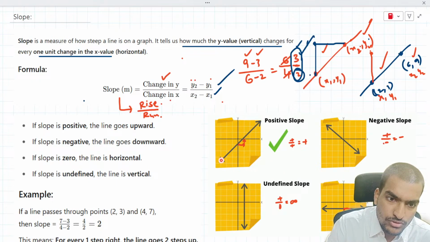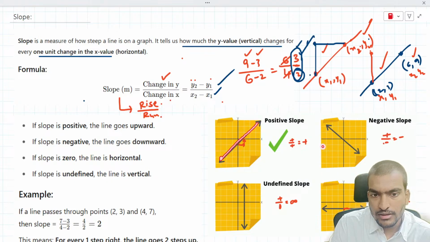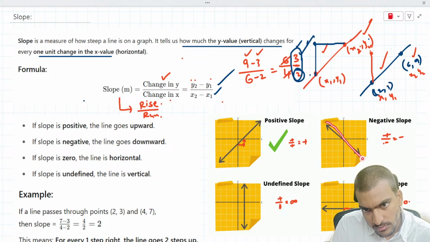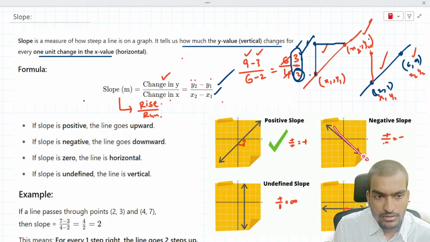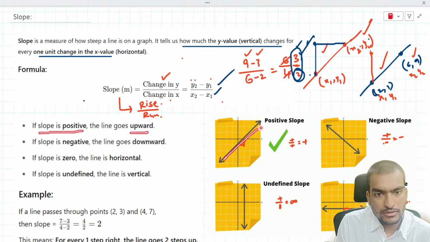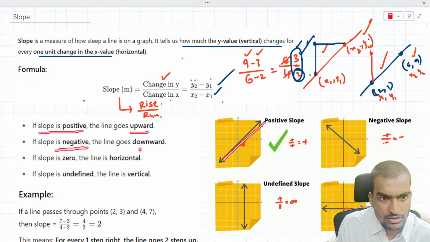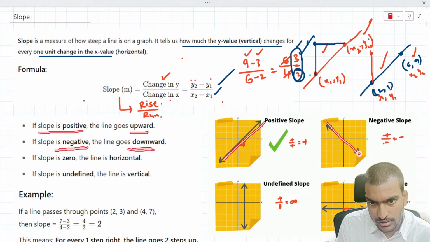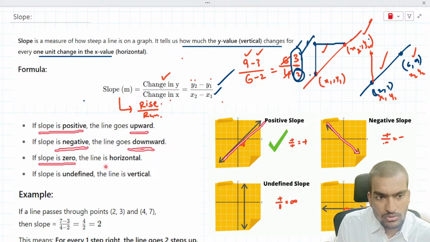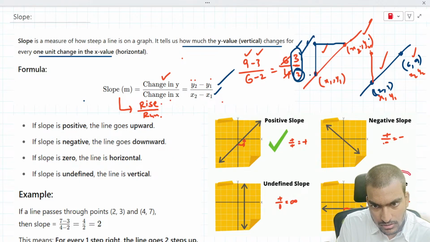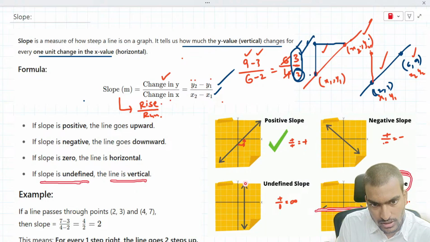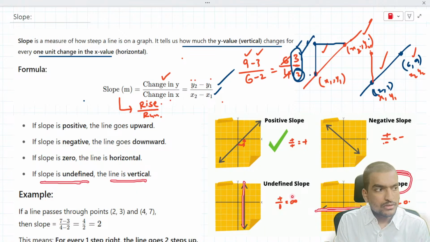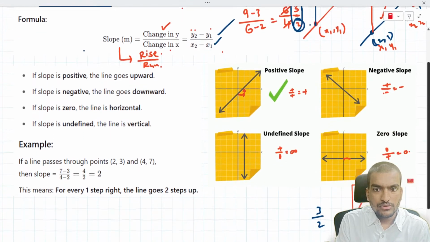A positive slope moves from bottom left to top right, and a negative slope moves from top left to the bottom. If a slope is positive, then it goes upward. You see, this is moving upward. If a slope is negative, the line goes downward. If the slope is 0, the line is horizontal. You can see here, the line is horizontal. If a slope is undefined, the line is vertical. I think you are getting it. This is all about slope.